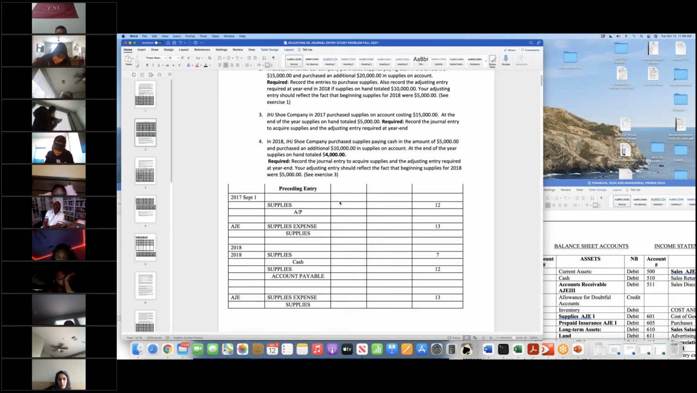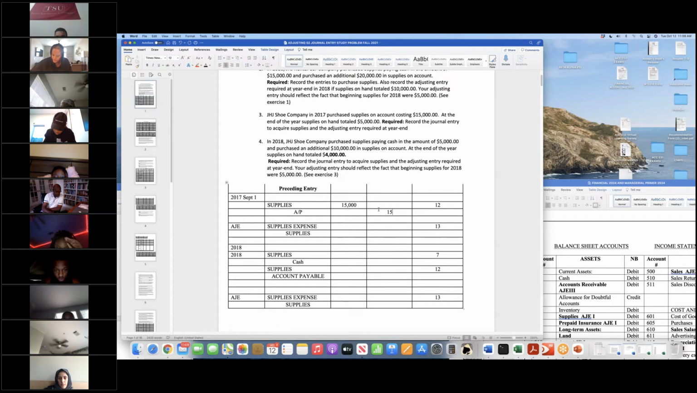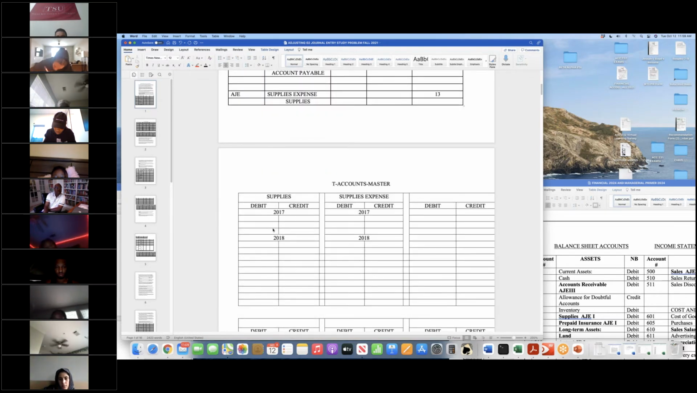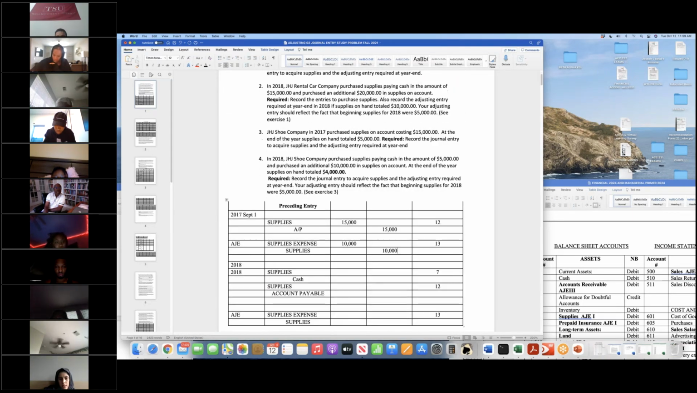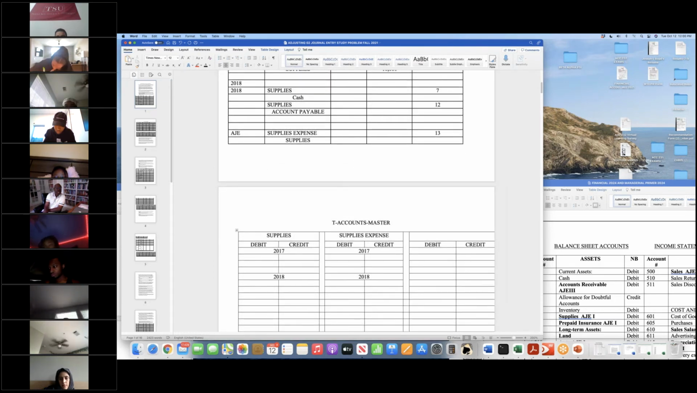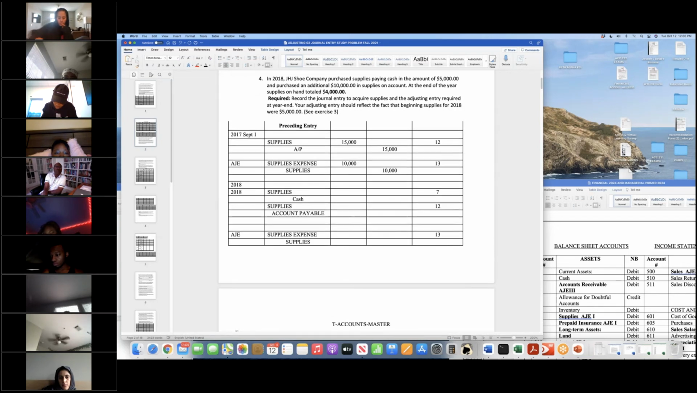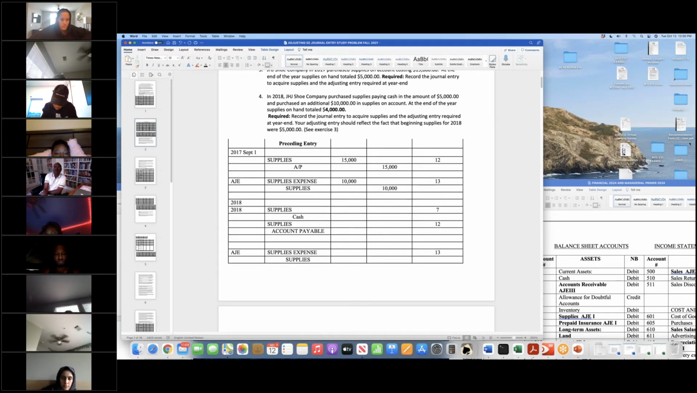They purchase supplies for $15,000. And then 5,000 was on hand. So the adjusting entry had to be $10,000 because 5,000 was left. So if you're still there, when we get to your year, it says 5,000 is on hand at start of the year. So what do you have? Okay, he may have had to go.